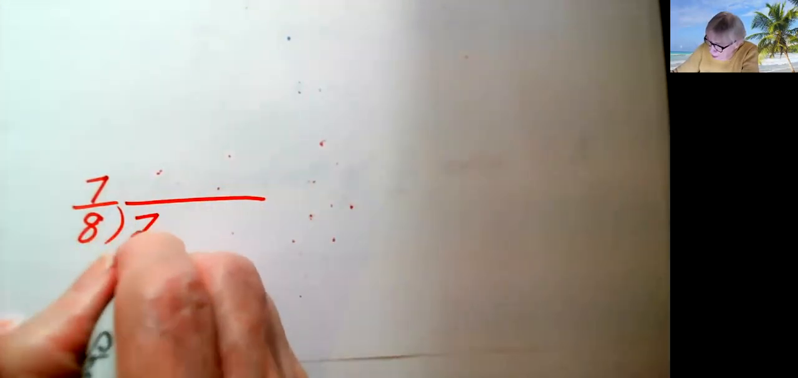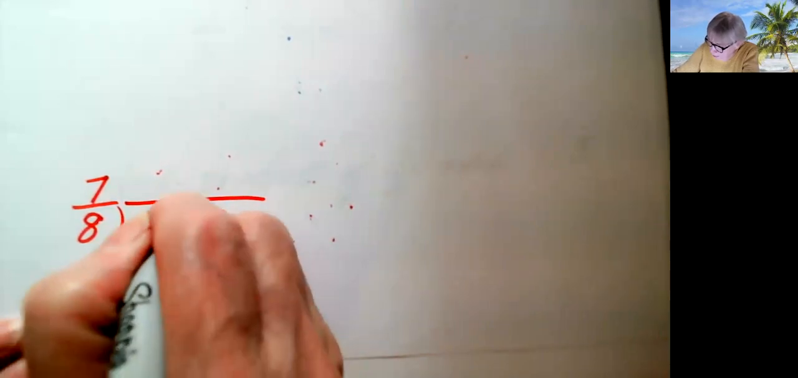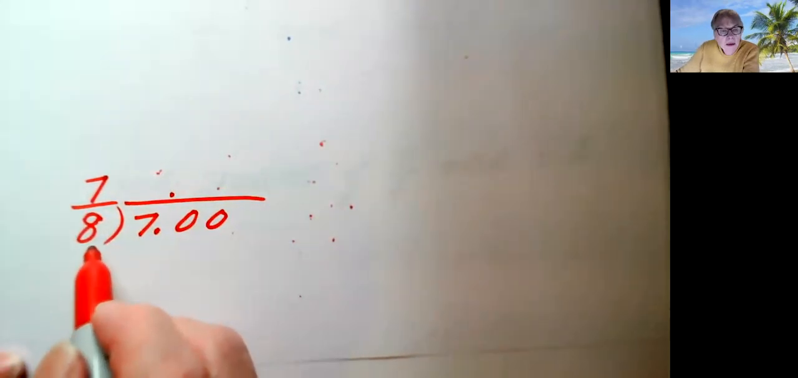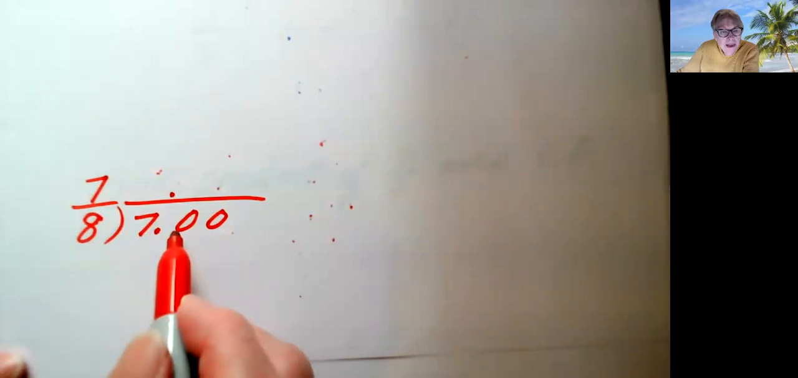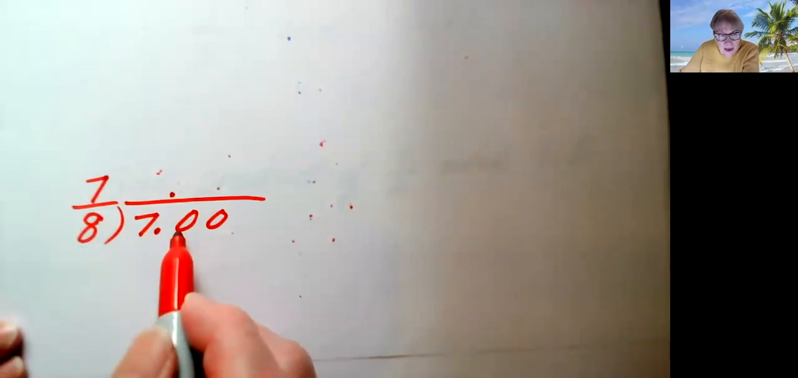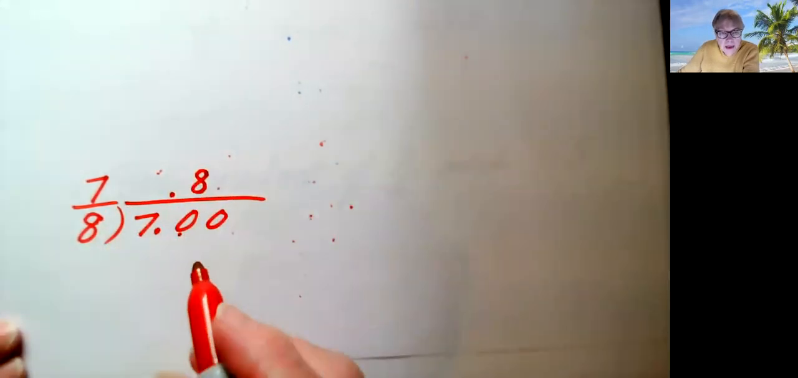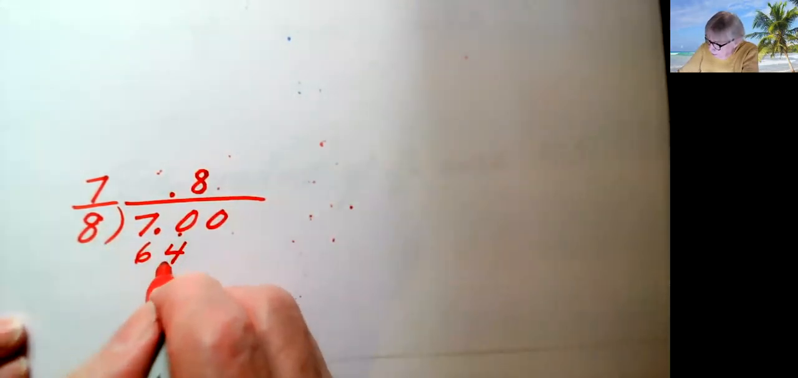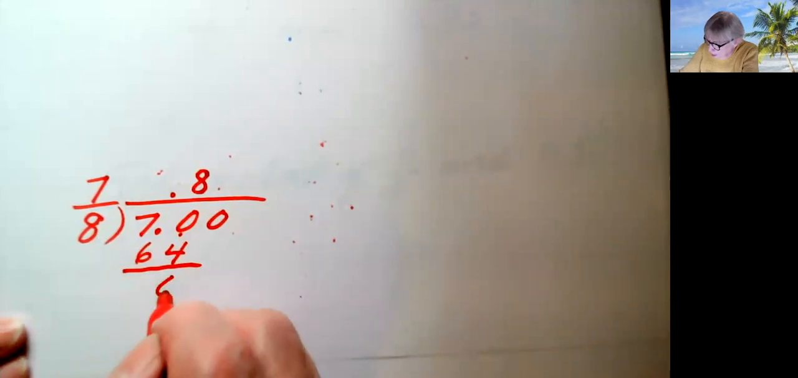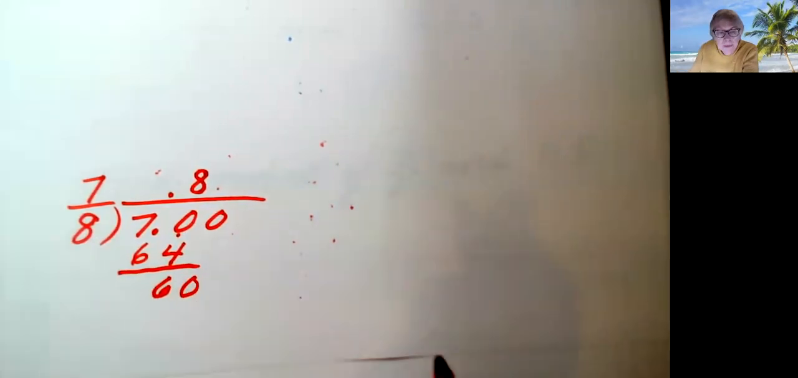I'm going to make it a division problem. It does terminate. It sounds funny, 8 into 70. It's not 9, it's 8. 8 times 8 is 64. I'm going to subtract and bring down.